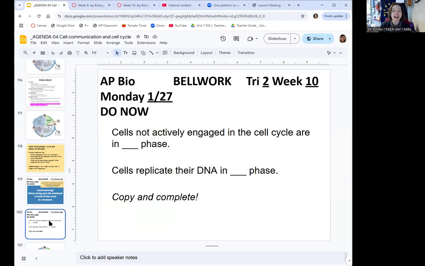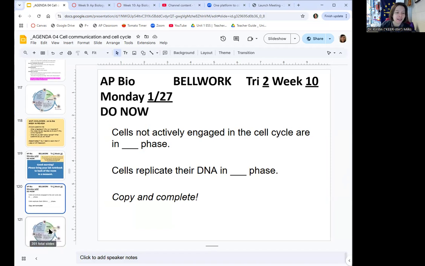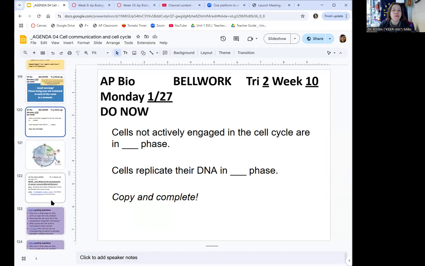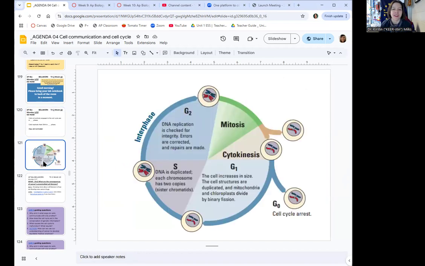Cells not actively engaged in the cell cycle are in some phase, and cells replicate their DNA in some other phase. If you have been missing class for the last little bit and you need to think about that, I think 4.6 is the part of AP Classroom Daily videos that are about cell cycle, and you can take a look at that. But also, I'm going to give you this little gift to help you know what that is.